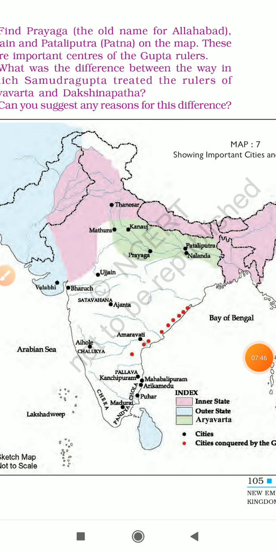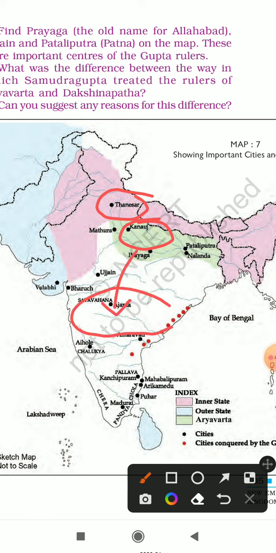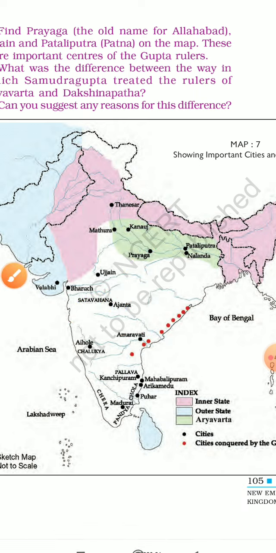So if we look at the map here, this is Thanesar. This was the capital of Harsha. Harsha also took over Kannauj. Now from here, he wanted to enter the Deccan, this area where the Narmada river flows. But he was stopped by Pulkeshin II, who was a Chalukya ruler.